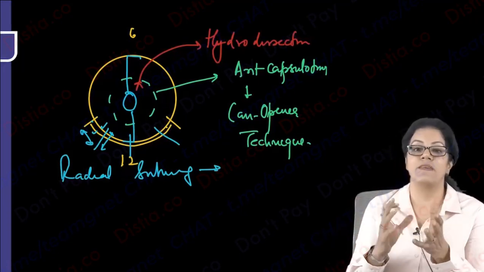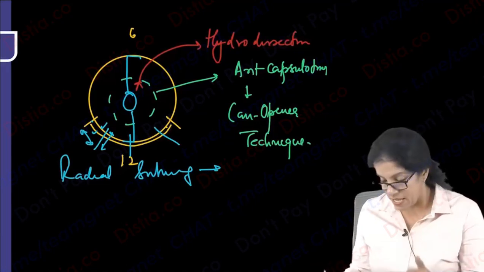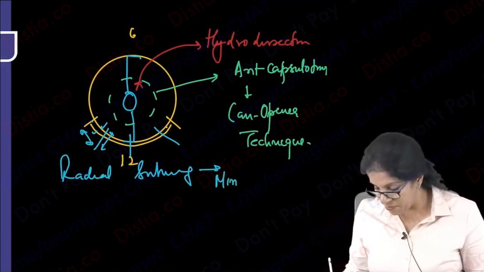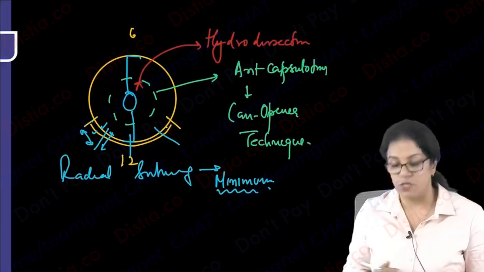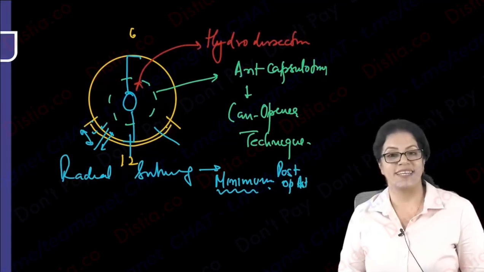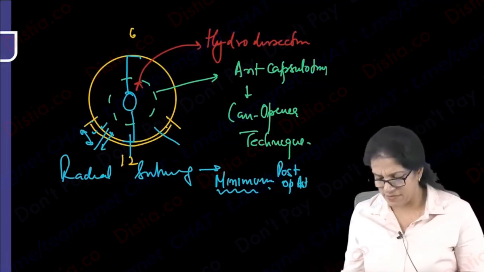That means difference of power in two principal axes. So you are creating astigmatism here, but if you do a radial suturing, it is minimum post-operative astigmatism. So it goes for minimum post-operative astigmatism. As much as possible, I can reduce if I am very good in suturing. That is why radial. But still I am creating one.